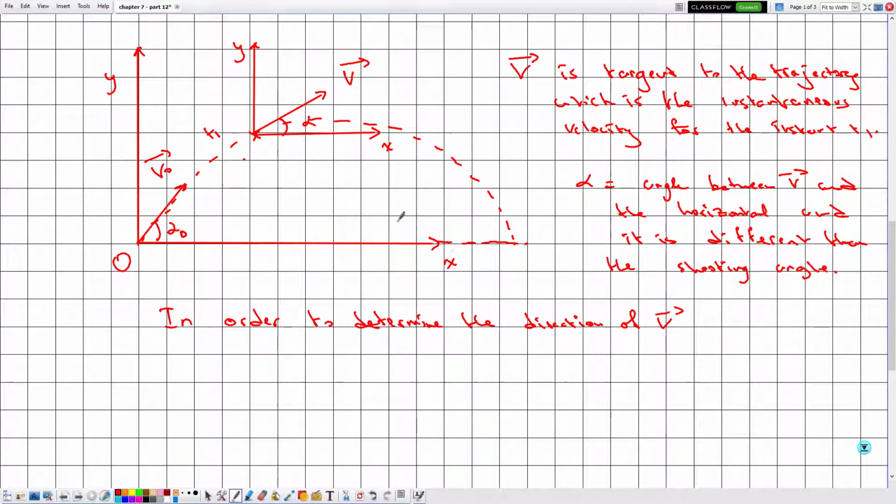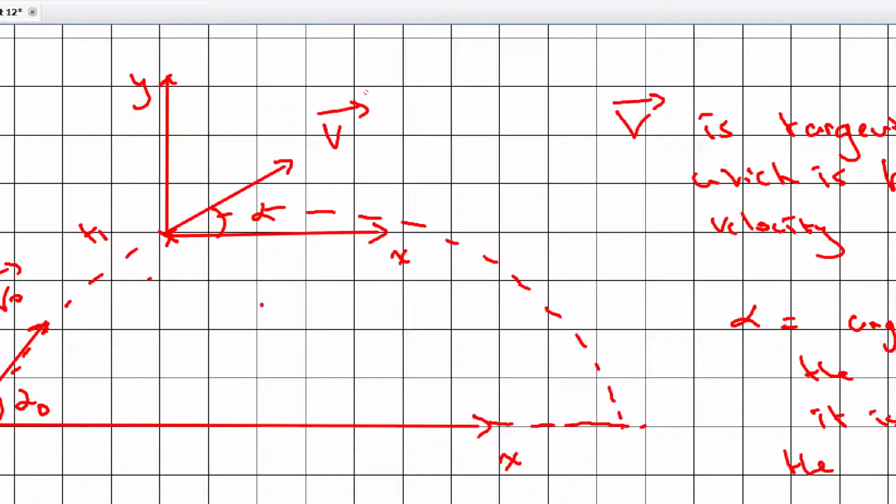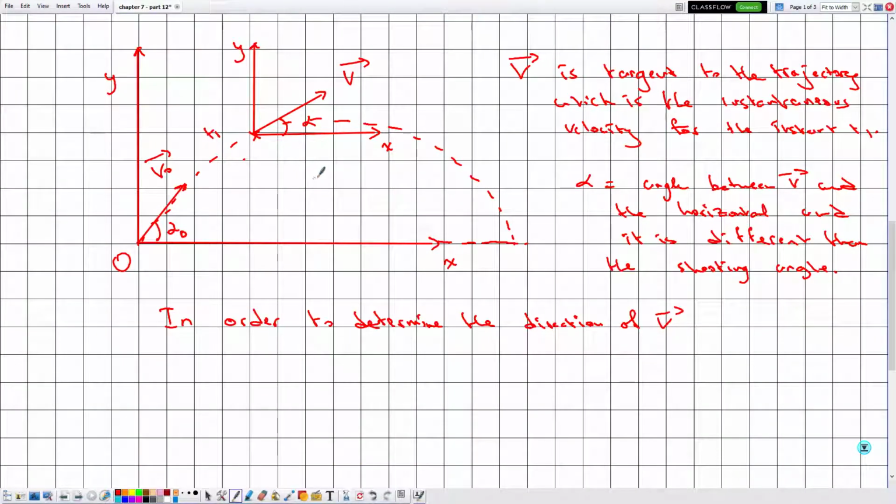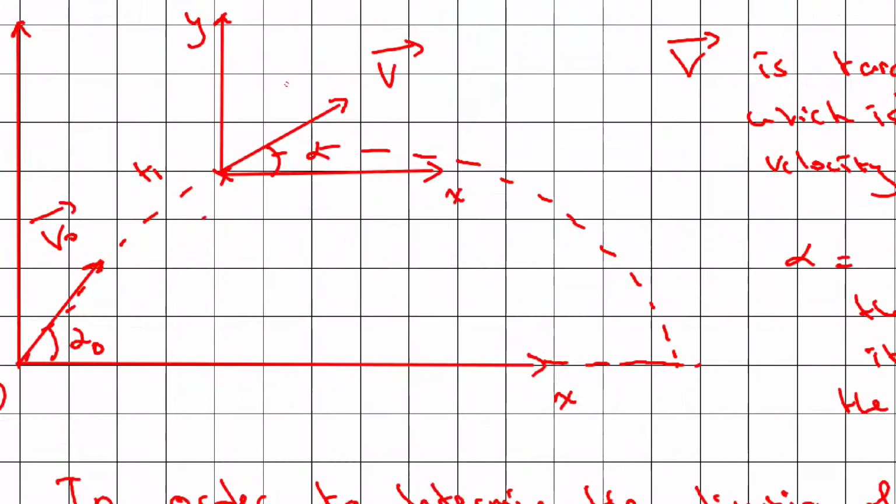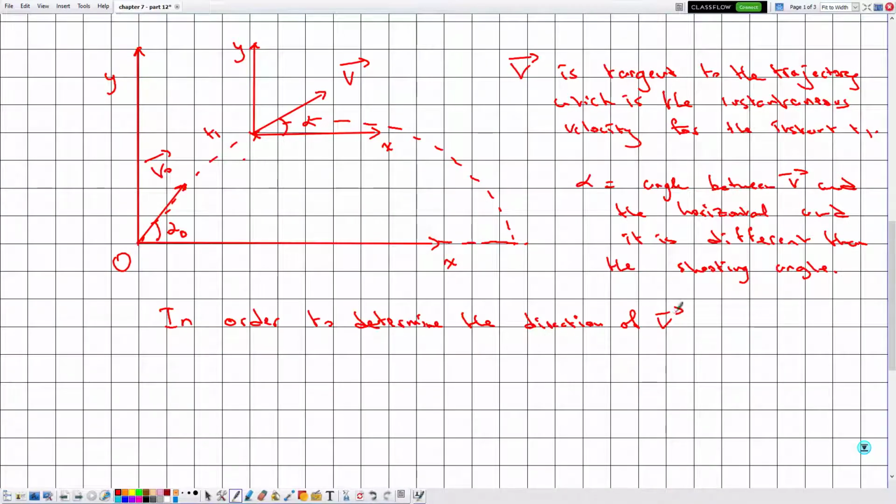In order to determine the direction of v, recall that v is a vector quantity. It has several properties, and they are given by the point of application, the line of action, the direction, and the magnitude. So the magnitude can be determined by v is equal to square root of vx square plus vy square. The point of application is the center of mass of the object, and it can be determined from the trajectory, which is the position. The line of action and the direction are determined by determining the angle alpha.